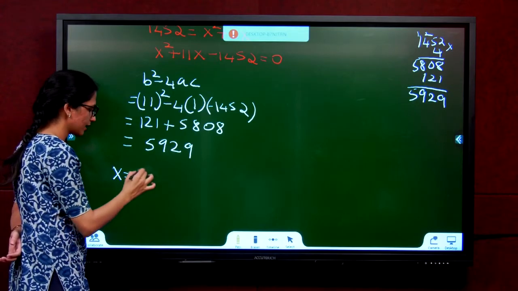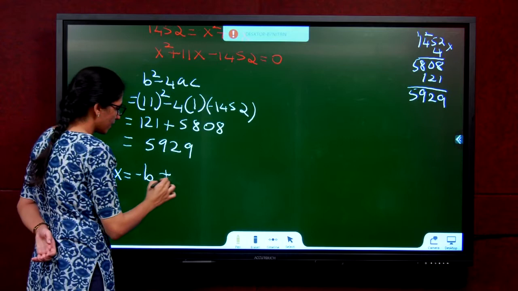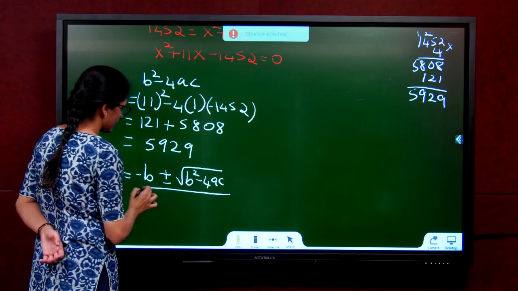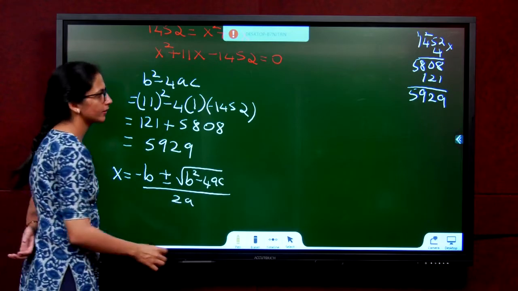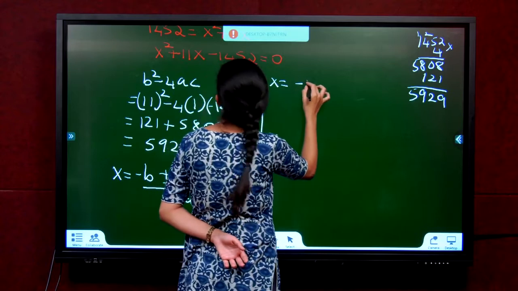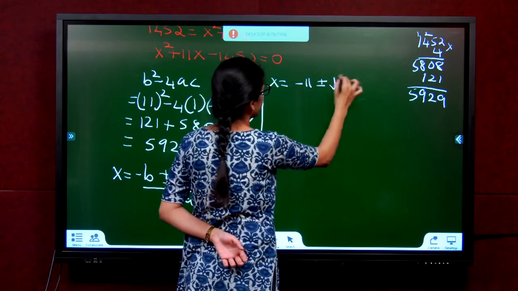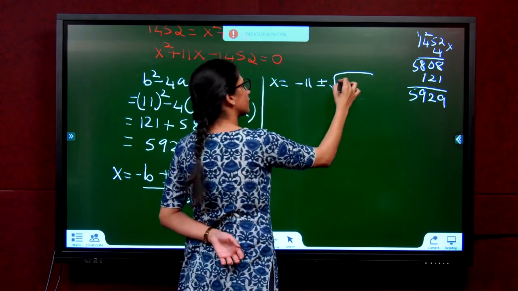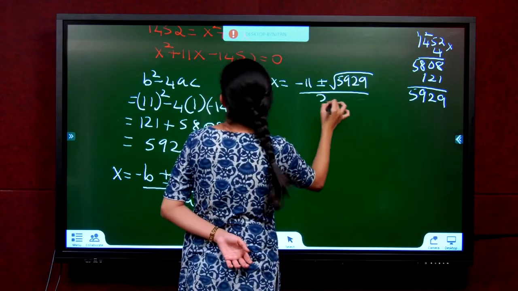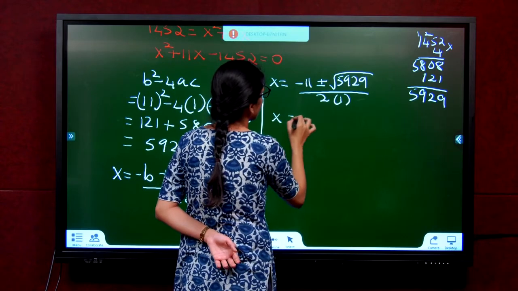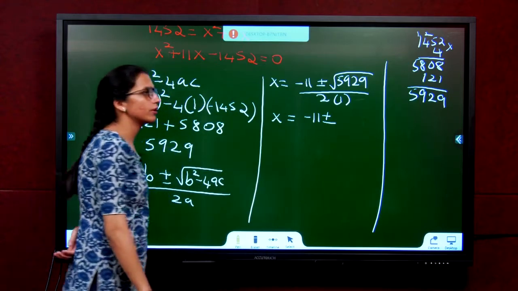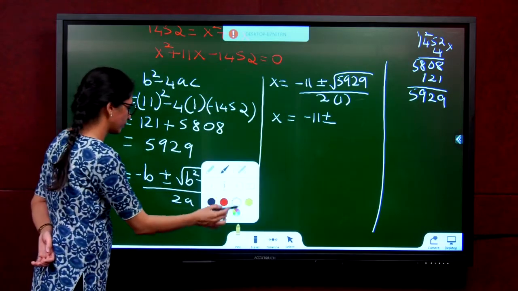Apply the formula. X is equal to minus b plus or minus root of b square minus 4ac by 2a. So what happens now? X equals minus b, minus 11, plus or minus root of b square minus 4ac, 5929, divided by 2 into 1. X is equal to minus 11 plus or minus root of 5929. You have to do prime factorization.